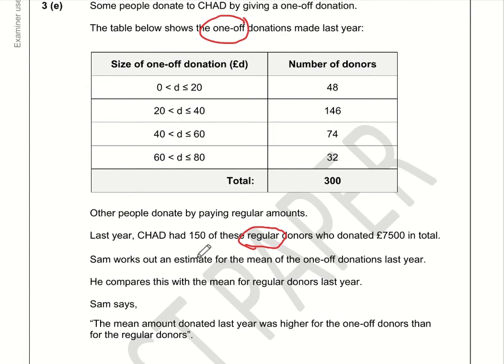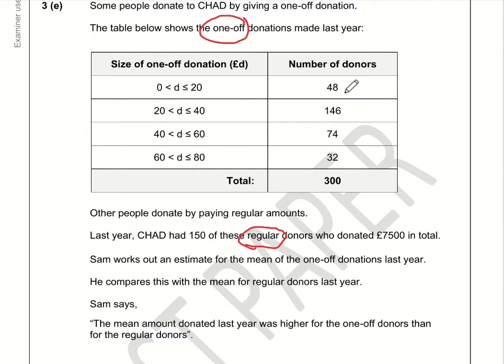So for this question, we've got a table of values for one-off donations, and we've got some facts about regular donors here, and we want to work out which mean was greater. For the one-off donations, it's not going to be an actual mean, it's going to be an estimated mean. We've got 48 people that donated between £0 and £20. Now they might all have donated £20, or they might all have donated 1p, we'll never know.